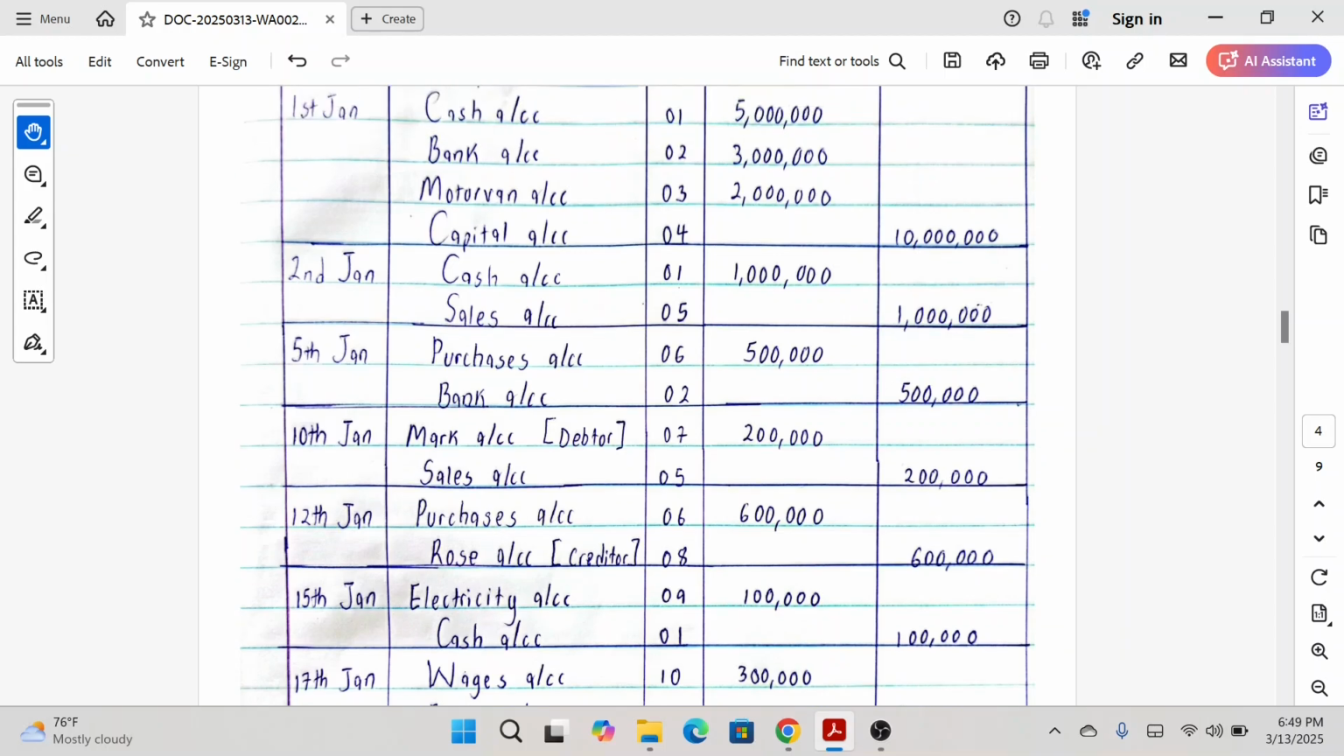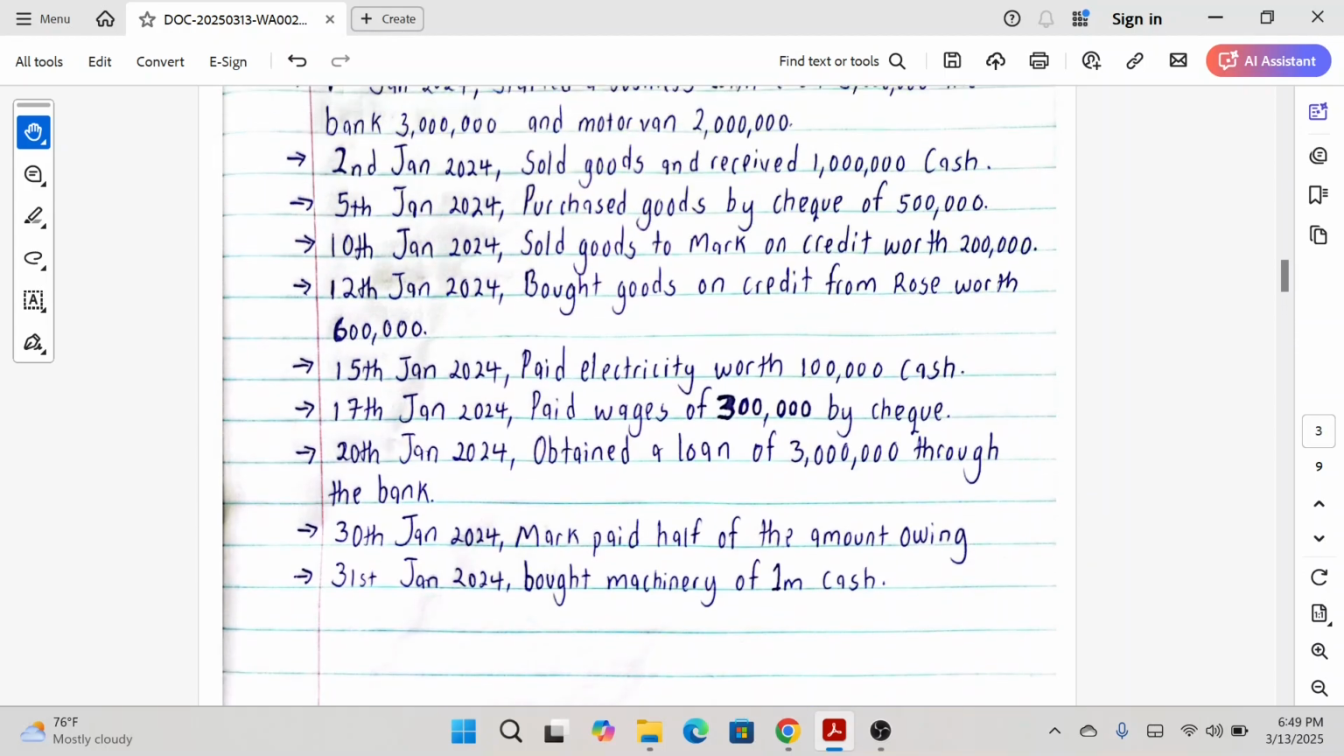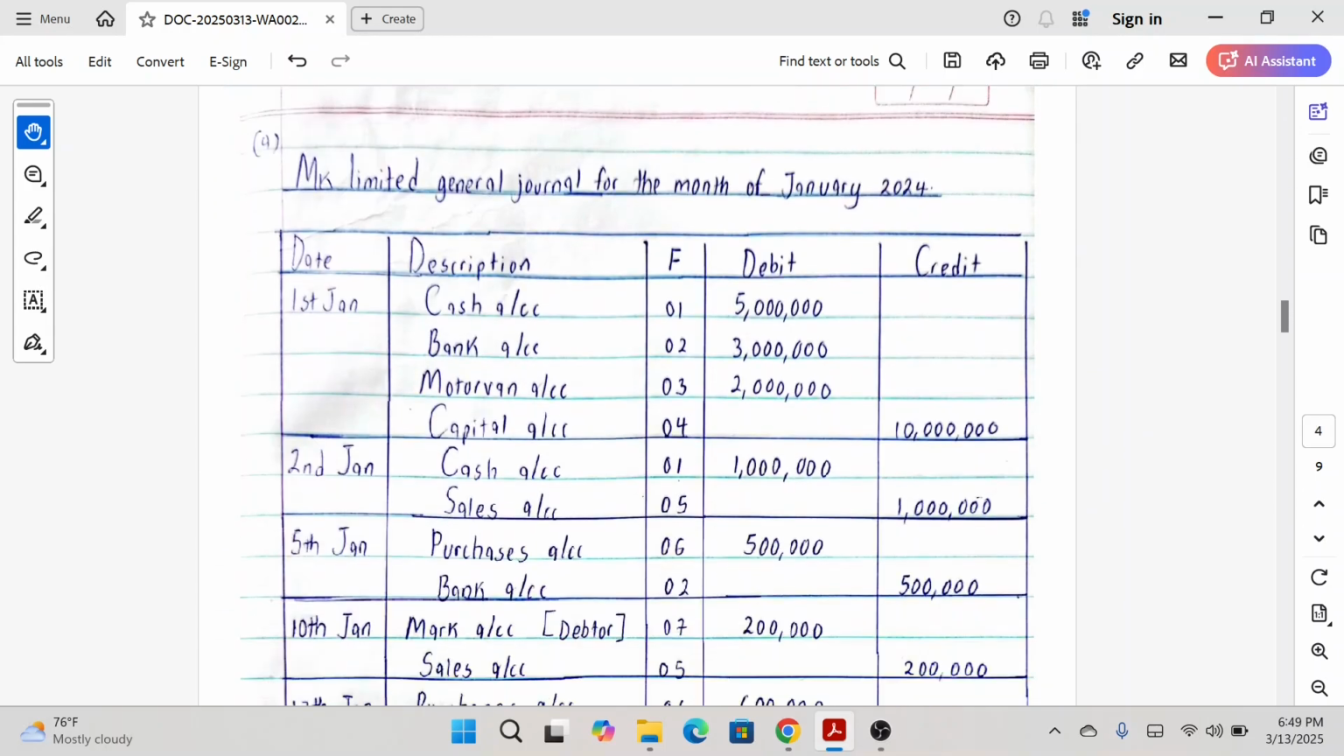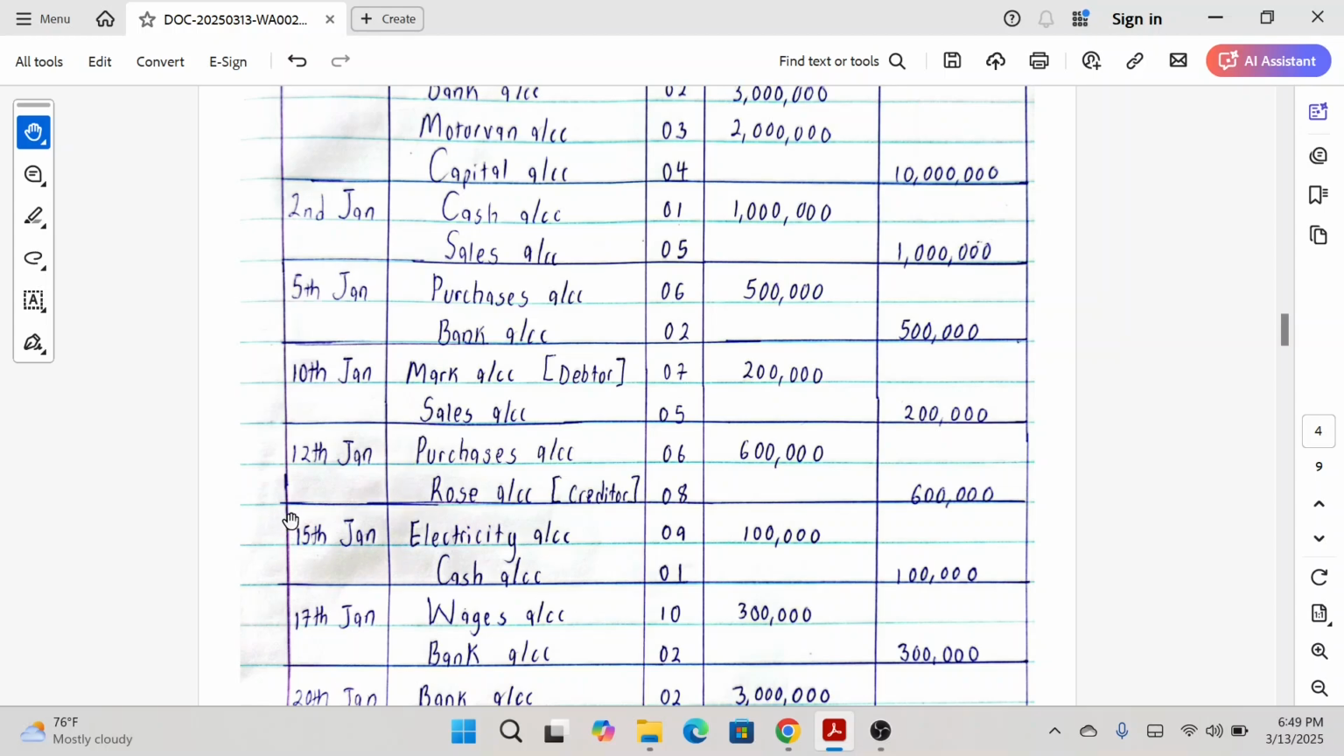Then we go to another one, which is 15th Jan 2024, paid electricity worth 100,000 cash. So with this, I'm going to give it your date, 15th. Remember, electricity is an expense. So expenses increase by debiting. So you're going to debit electricity 100,000, and then you credit cash, since cash is reducing, and cash is an asset. So an asset reduces from the credit side. So 100,000 by 100,000.